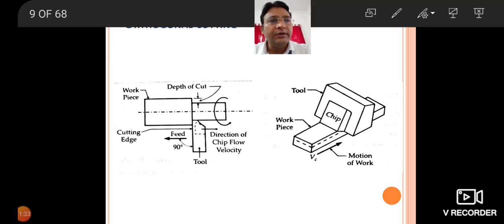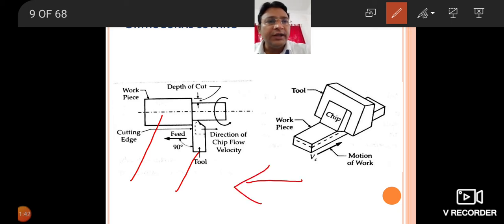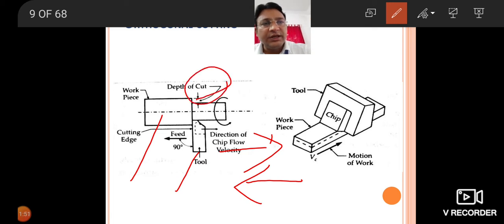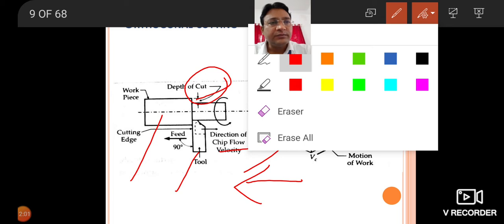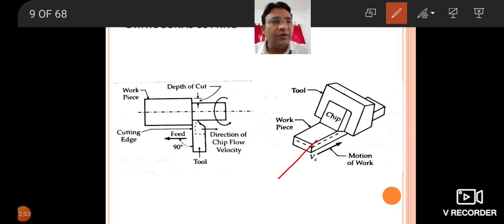So here you can see this is a workpiece. Now this is the cutting tool and this is the direction of the cutting tool. Here it is shown the direction of the cutting tool, and now the chips are being produced and the chip moves in this direction. Now this is the depth of cut, that is the material that is being removed from the workpiece. So you can easily understand these things. The same is shown here. This is the workpiece, this is the tool, and the chips are being produced like this.